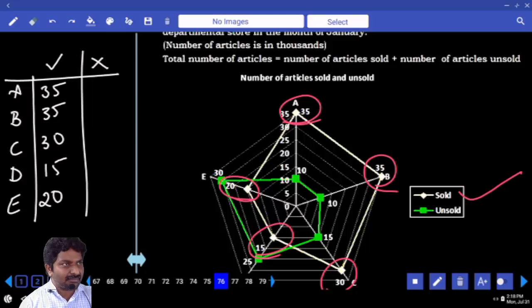See, you can also see the numbers, which are highlighted there.